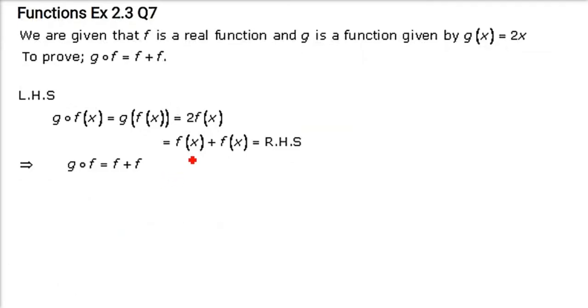This is question number 7, but it is question number 11 in some of the editions. If f be any real function and g be a function given by g(x) equals 2x, prove that gof is equal to f plus f. As I indicated, this is question number 11.